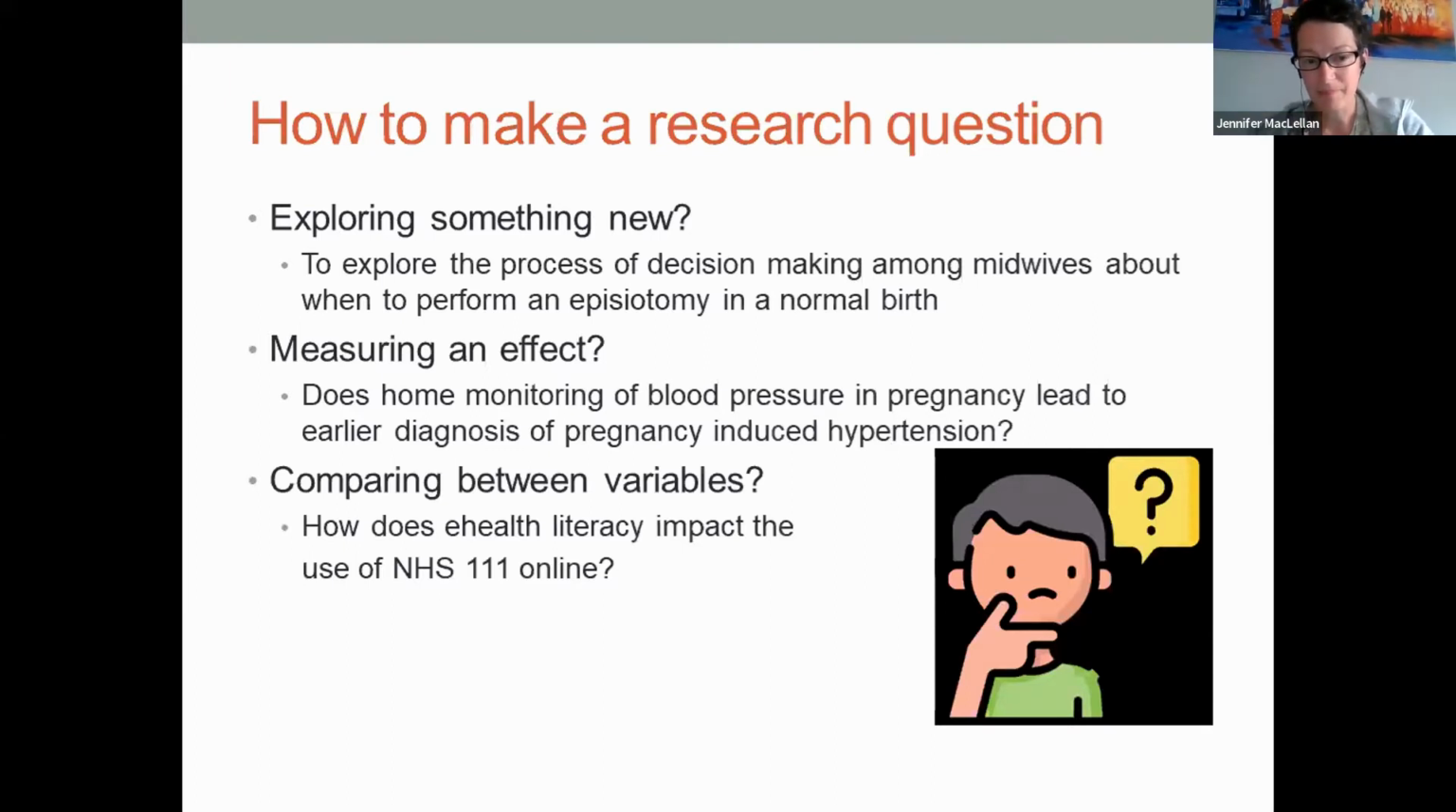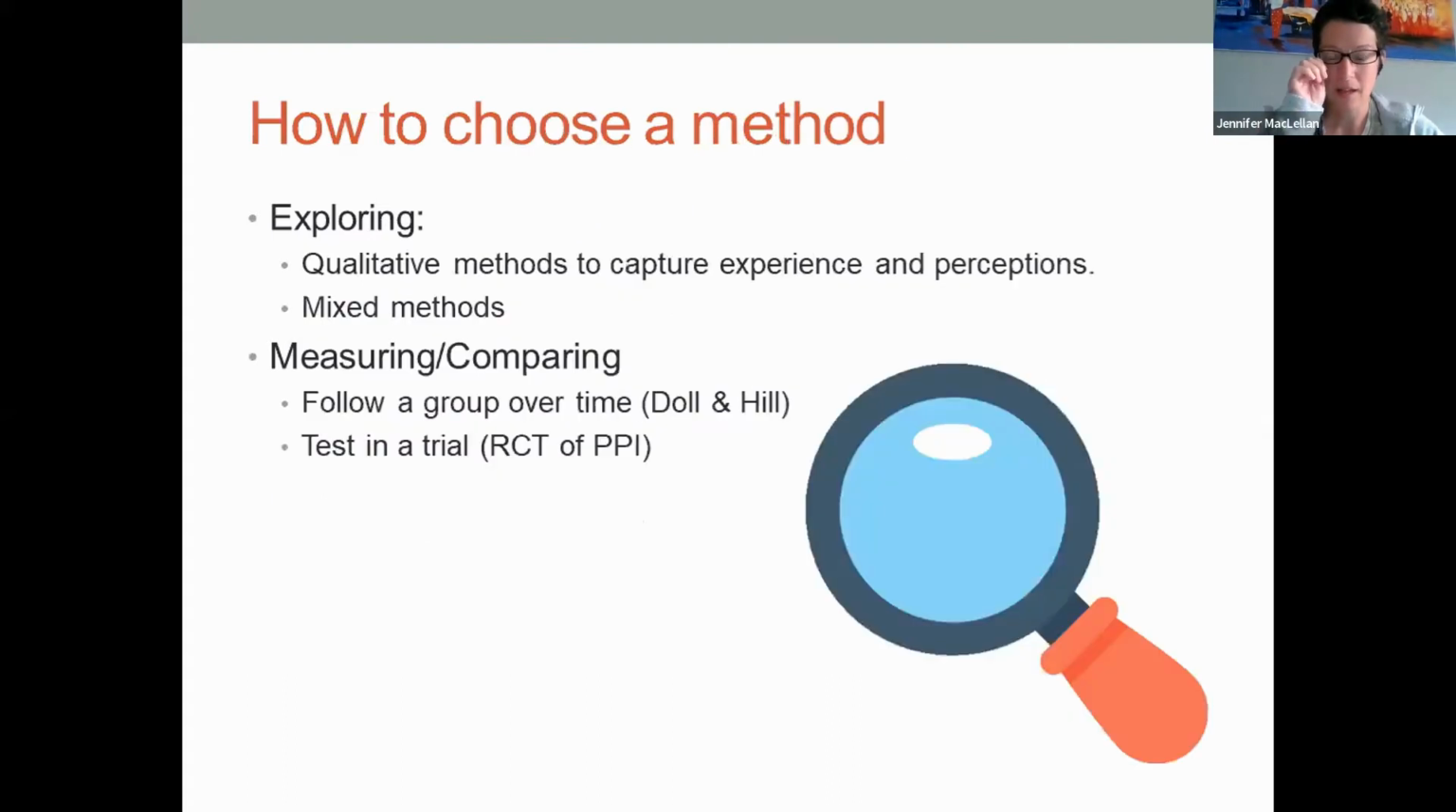And then again, comparing between variables, this is a lot more quantitative, and I must confess doesn't sit dreadfully comfortably with me, but an example could be about digital health literacy and how that impacts on your use of online triage services, which are, you know, the latest attempt to ration healthcare really and direct people around the health system in England, definitely.